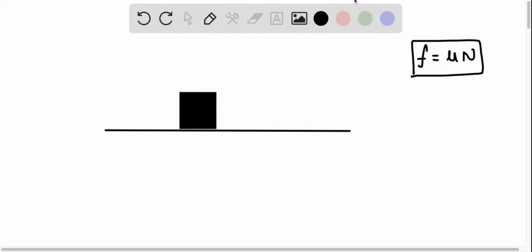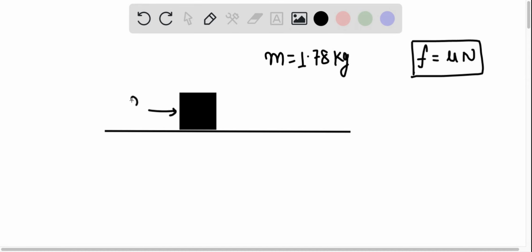In this problem, we have been given that there is an object and that object is having a mass of 1.78 kilograms. So this object is kept on a horizontal tabletop, and initially it takes 2.3 newtons of the force to be applied so that the block could actually start and come into motion.